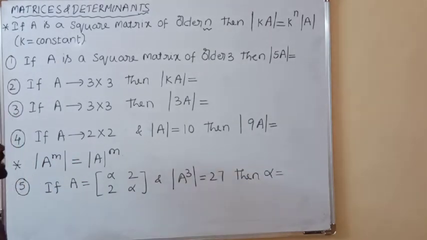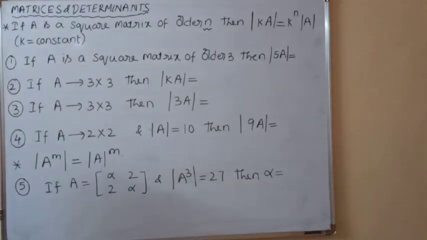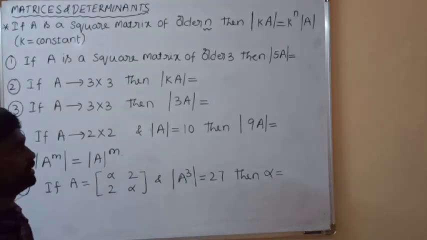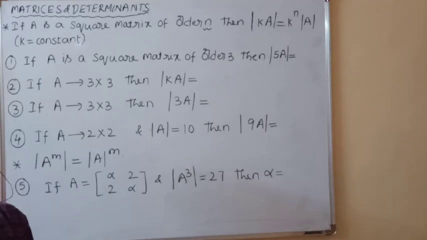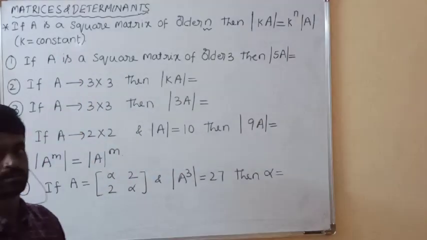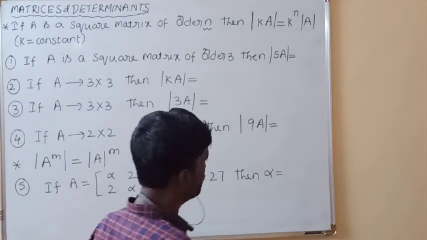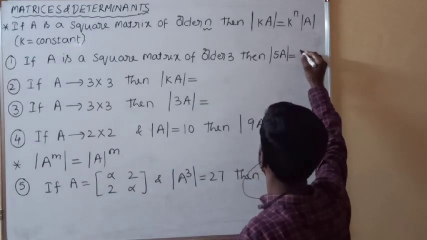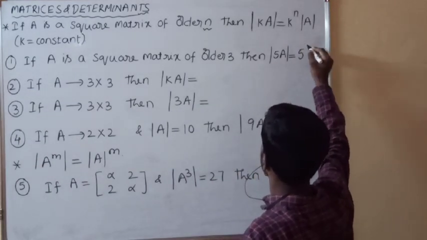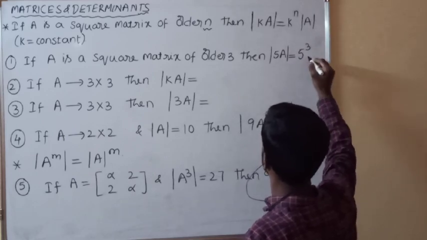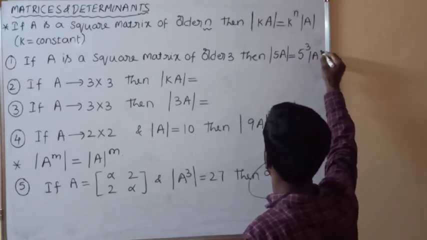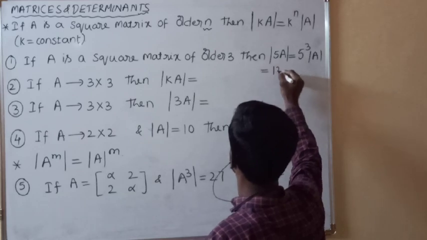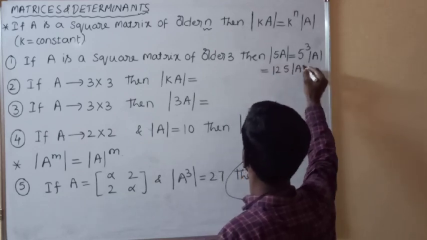Okay, so now look at this first problem. If A is a square matrix of order 3, then the determinant of 5A. Just using the above formula only. Here order n is how much? 3. So using that formula, what will you get? k power n, that is 5 power 3 into det A. What is 5 power 3? 125 into det A. Over.